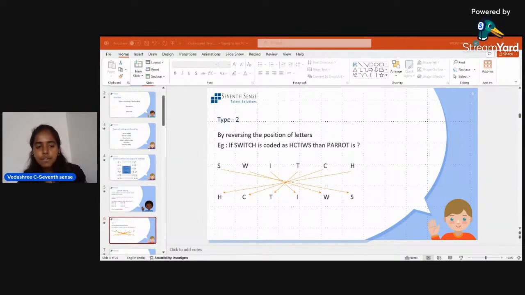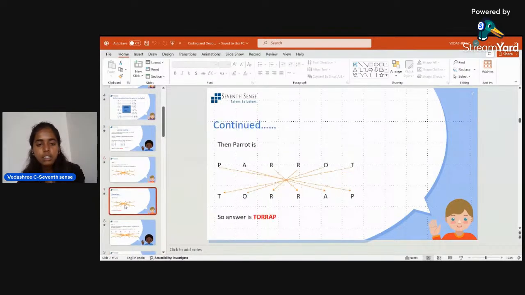So that is, if switch is coded as this, then parrot is coded as. So here, just reversing the positions, that is S has been reversed to right, H has been reversed to left, then W to right, C to left, then I to right and T to left. So just reversing the positions. So this is the second type of problem.